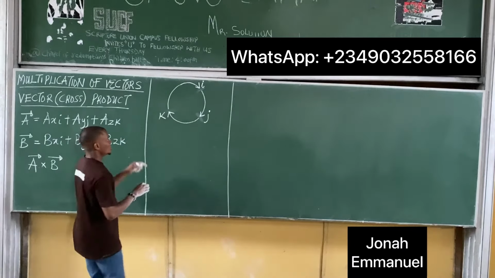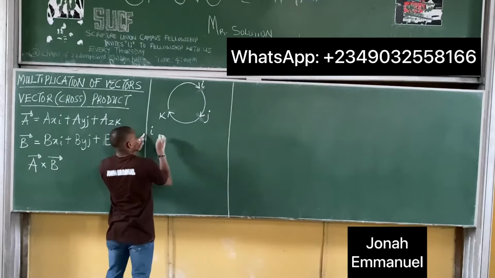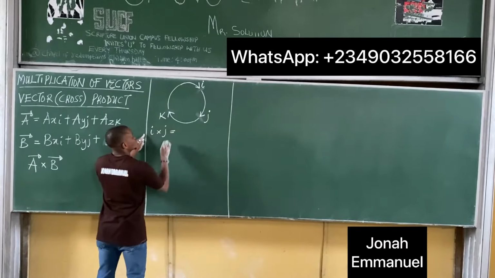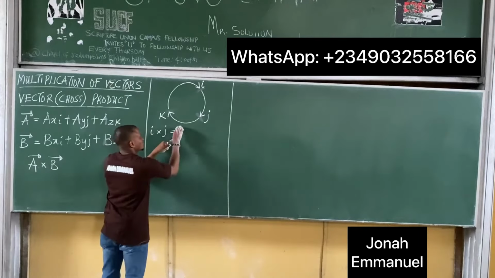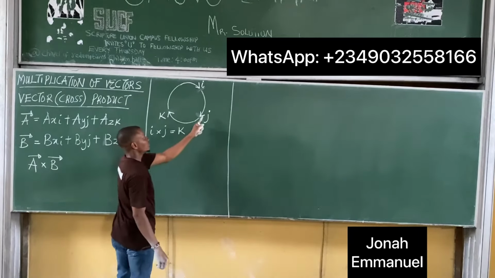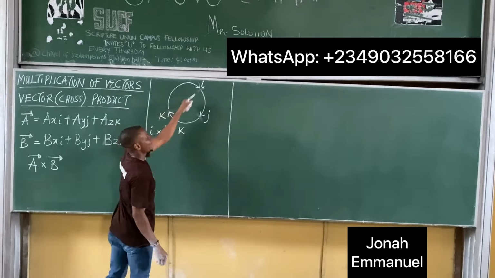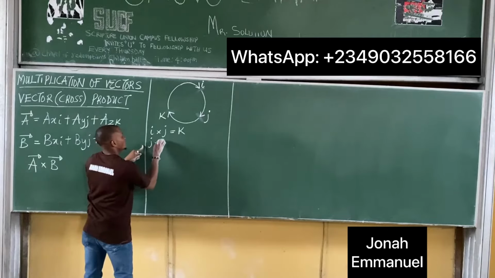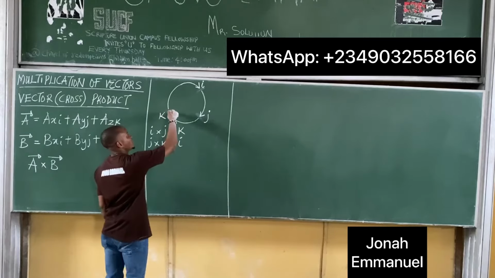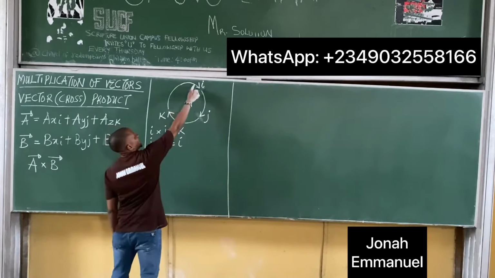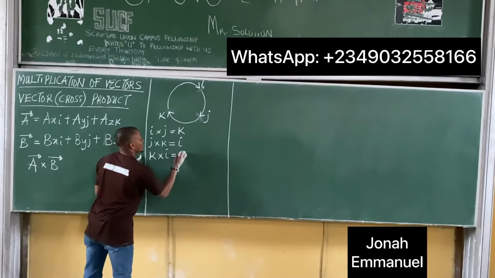Now, you want to note that for the cross product, I cross J is equal to, so I and J go in the same direction. It gives you K. Next up, starting from J, J cross K leads to I. Also, starting from K, K cross I leads to J.